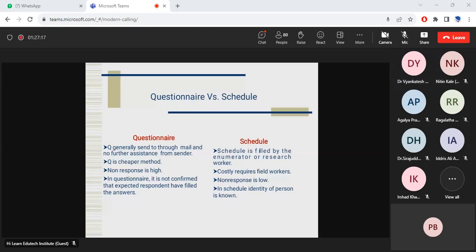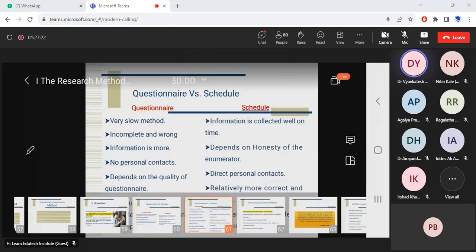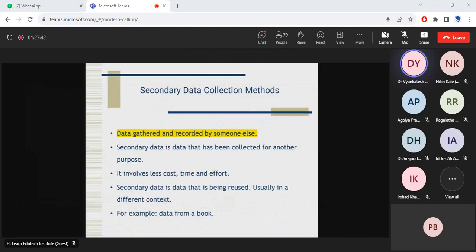So secondary data collection methods: the data gathered is recorded by someone else. The data has been collected for other purposes. It involves less cost, time and effort only. Secondary data is data being reused, usually in different contexts. For example, data from a book. Definitely, we use that tabular data in a different manner, so whatever the data is, according to our use, we are focusing on it in that manner.